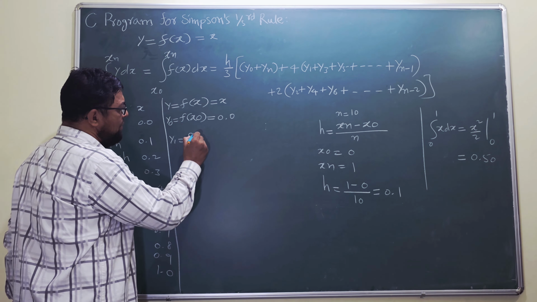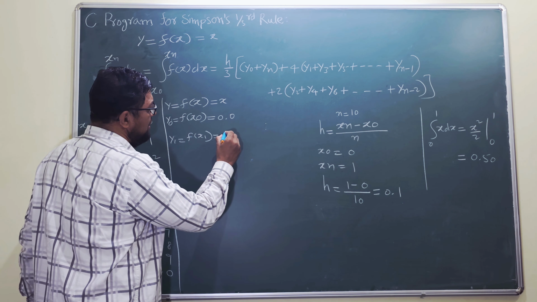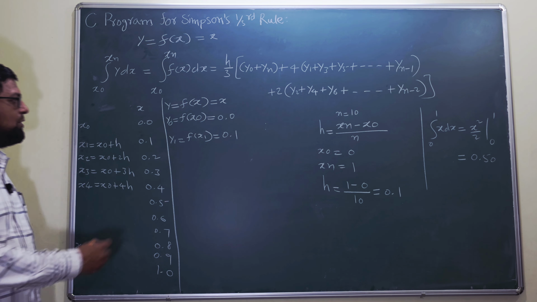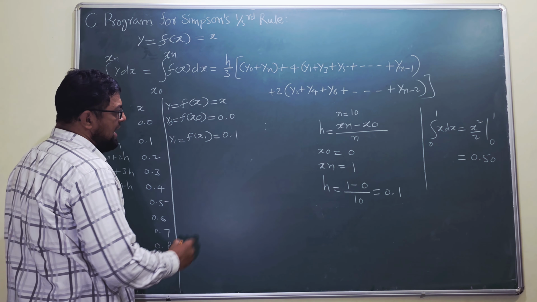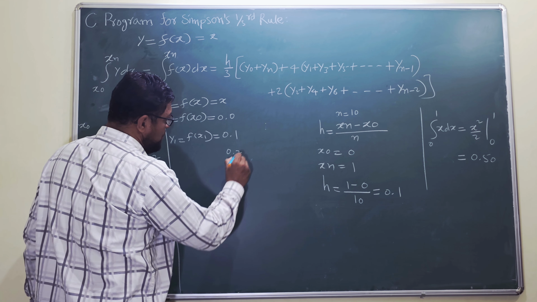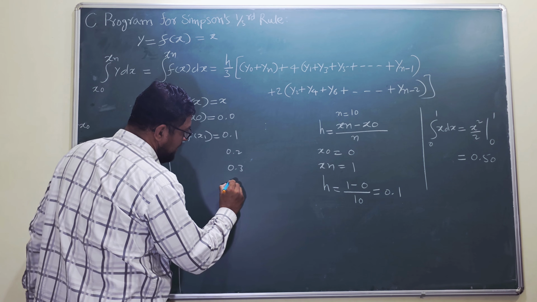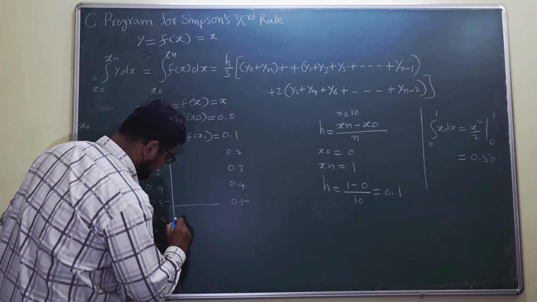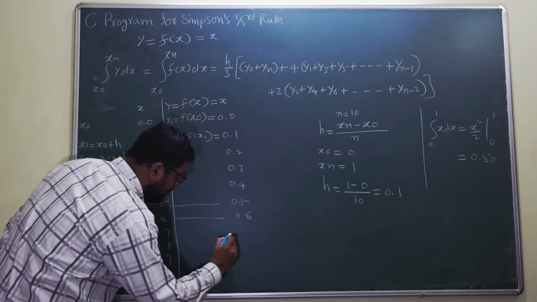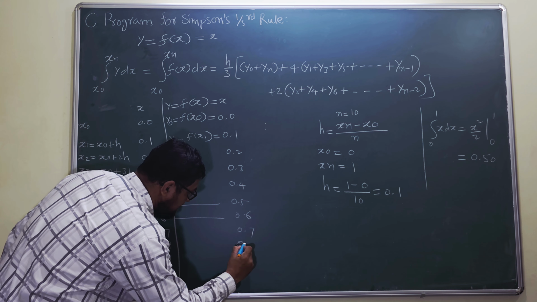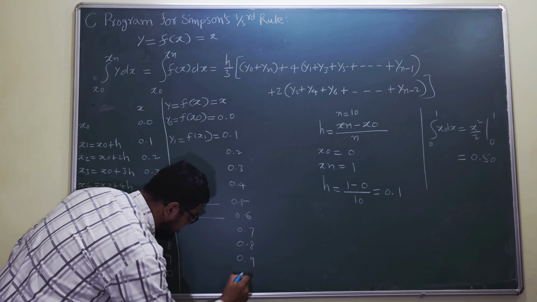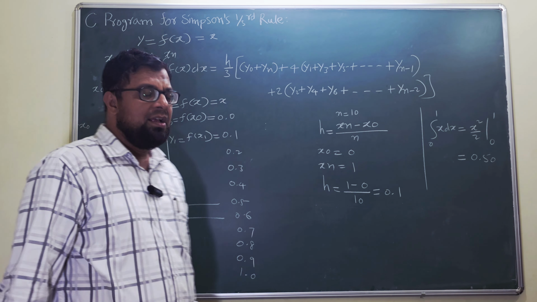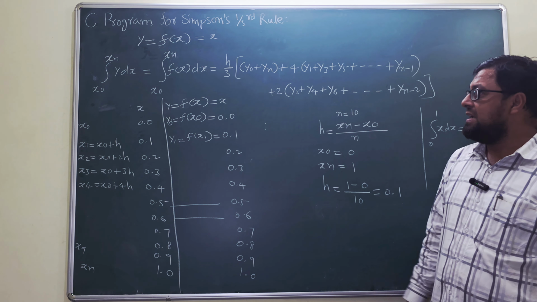Y1 will be nothing but f of x1, and it will be equal to 0.1. Then similarly all the other values will be there, that will be y2, y3, y4 up to yn. They will be like this: 0.2, 0.3, 0.4, 0.5, 0.6, 0.7, 0.8, 0.9 and 1.0.